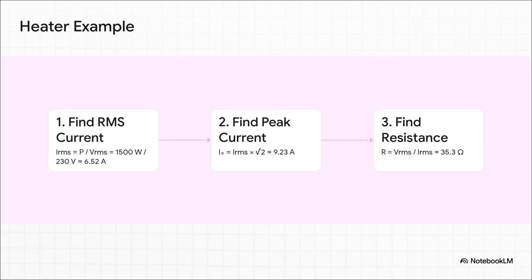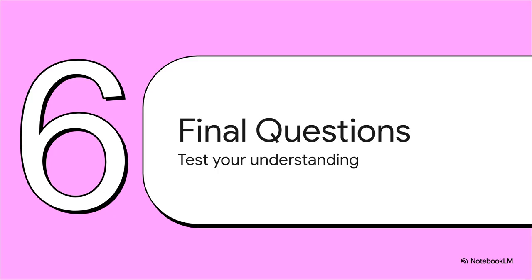Step 2. Find the peak current. We just take that RMS value and multiply it by the square root of 2. And look at that, the peak current is actually 9.23 amps. That's a pretty big surge happening 50 or 60 times a second. Finally, step 3, the resistance. We can just use good old Ohm's law with our RMS values. Resistance is voltage divided by current. So 230 volts divided by 6.52 amps gives us a resistance of about 35.3 ohms. Done.